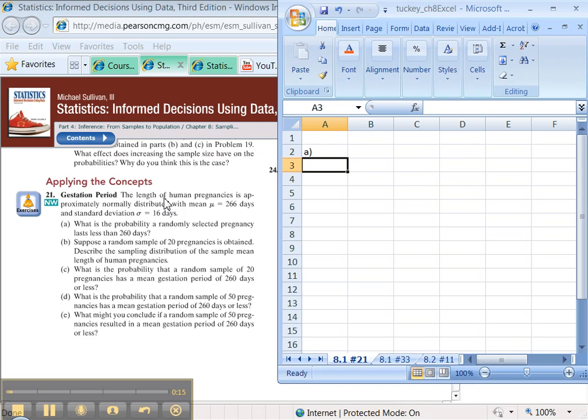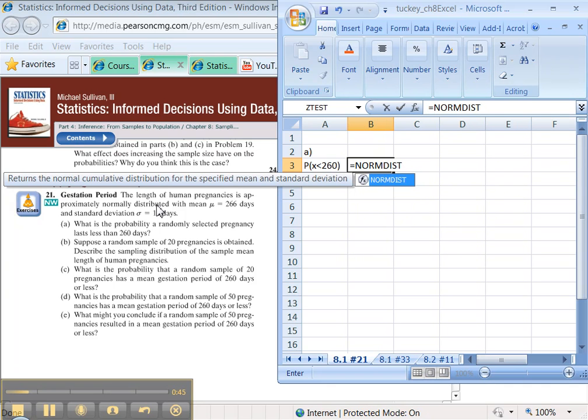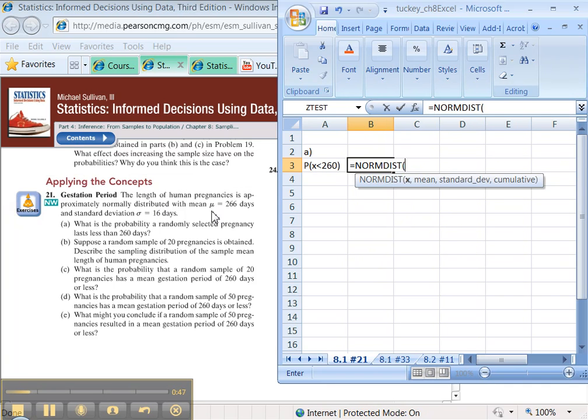It says, the length of human pregnancies is approximately normally distributed with mean mu equals 266 and standard deviation sigma equals 16. All right, so the first thing they want to know is what's the probability that a randomly selected pregnancy lasts less than 260 days? Now notice it says that it's normally distributed, which means in order to find the probability that x is less than 260, we're going to need the probability function for the normal distribution, which is NORM.DIST, not NORM.S.DIST. NORM.S.DIST is dealing with standard z-scores, but this is NORM.DIST.